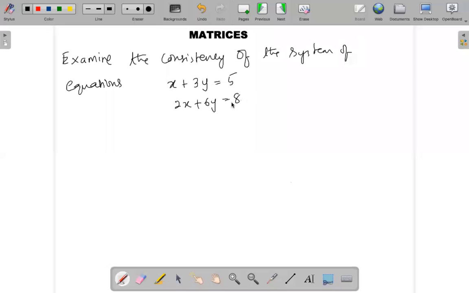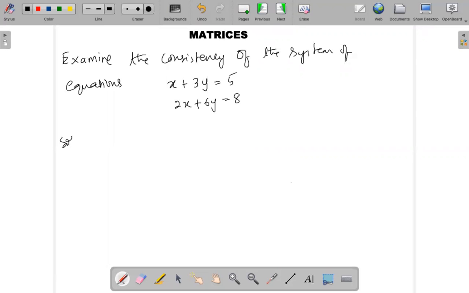Let us solve this. System of equations. So we have been given x plus 3y is equal to 5 and 2x plus 6y is equal to 8. So let us put down what is A here and what is X.